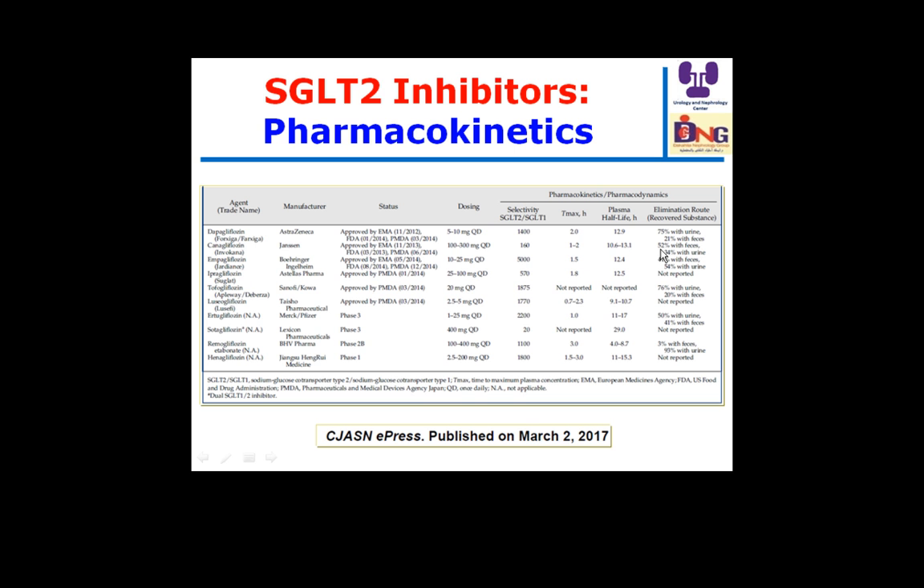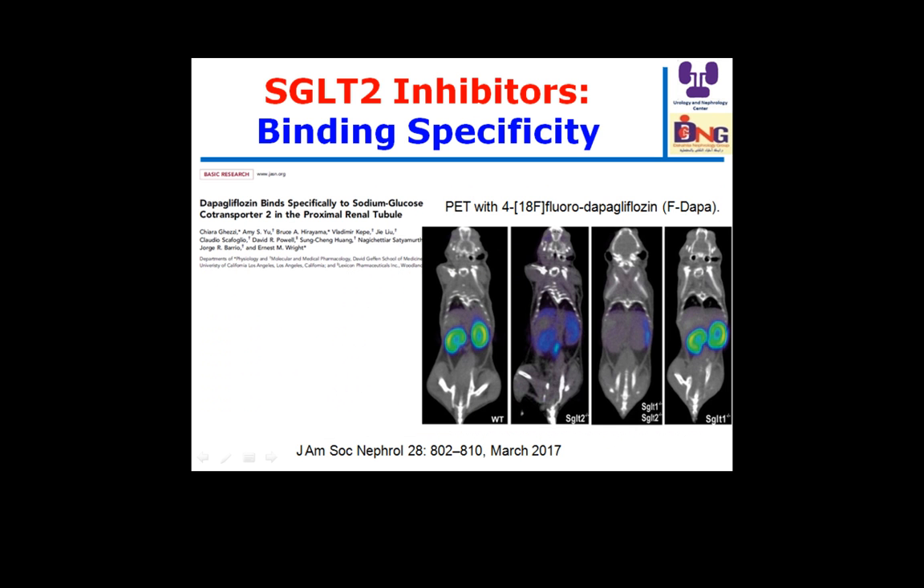And this is the rate of elimination. Here, 75% in urine for dapagliflozin, 52% in feces for canagliflozin, and for empagliflozin 40% within feces and 54% within urine. So all these are pharmacokinetic aspects of different members within this class.